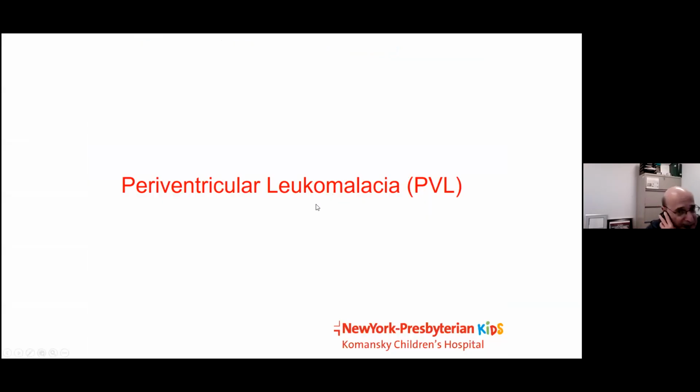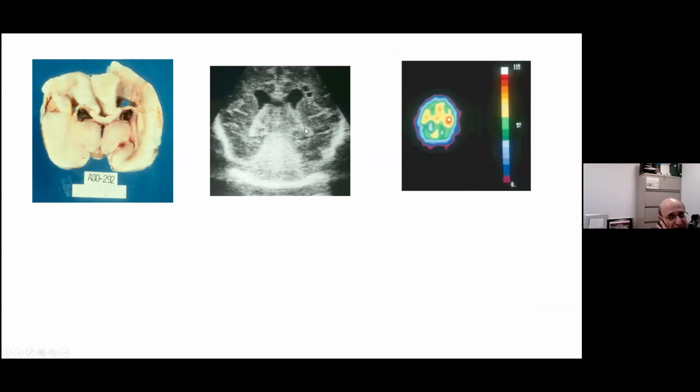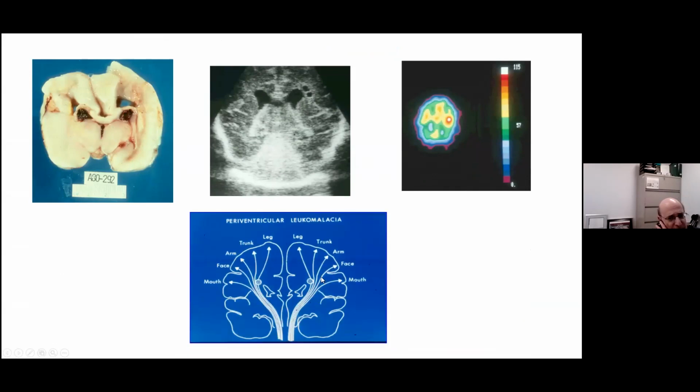Just a few more slides on periventricular leukomalacia. Again, I always like to start with neuropathology, and you can see these cysts in the white matter adjacent to the ventricles, bilateral cysts adjacent to the ventricles. And this is a PET scan showing the bilateral extensive nature of cystic PVL. Going back to our cartoon of the corticospinal tracts, you can see how it involves both sides.